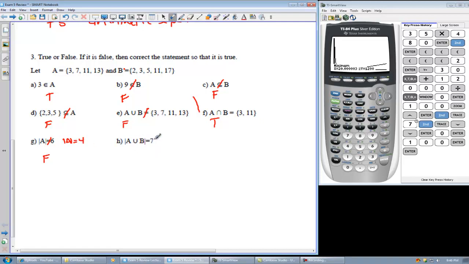The cardinality of A union B is 7. Well, let's first find out what A union B is. So I can look up here, A union B. Let's start with the smallest element, which is 2, because you just combine them. So you have 2, 3, go in order, 5, there's no 6, 7, all the way up. The next one is 11, and then 13, and then 17, in curly brackets. So 1, 2, 3, 4, 5, 6, 7. That's true. All right, so A union B does have 7 things in it.